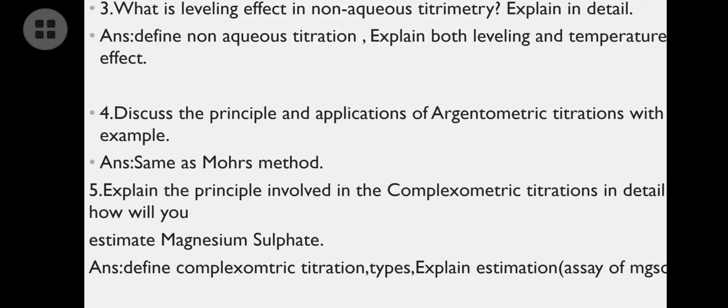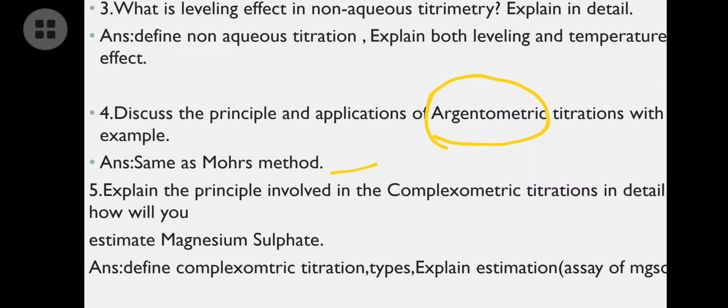The third one: what is leveling effect in non-aqueous titration, that is titrimetry, explain in detail. Simple, first you explain what is non-aqueous titration, give the classification, then you explain both leveling and differentiating effect of the solvent, that is a non-aqueous solvent. Then discuss the principle and applications of argentometric titration, that is determination of chloride ions with silver. Simple, AgCl we are using here. It is the same as Mohr method. How you wrote the Mohr method, first precipitation definition, then you write the types, all that same you have to maintain here.